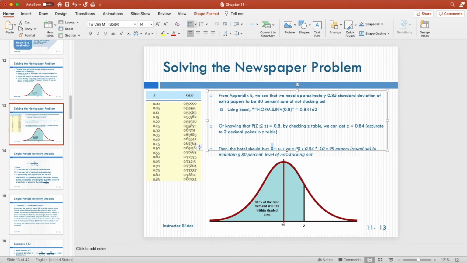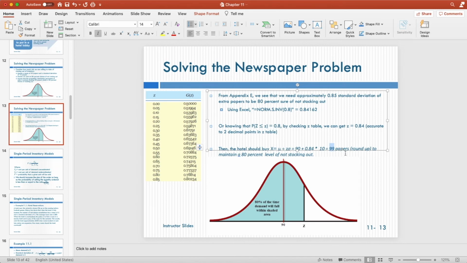Okay, which is how many copies of paper the hotel owner should purchase in order to maintain 80% of this, running out. Then the final result you get would be 99 papers. Actually, if you directly calculate this, the result should be 98.4. But we know that for a newspaper, you cannot buy 0.4 paper, right? That's why here we should round up to 99 papers.